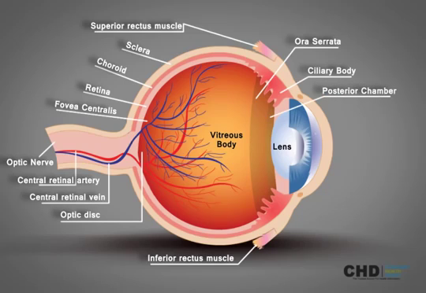The posterior chamber is a narrow space behind the peripheral part of the iris, and in front of the suspensory ligament of the lens and the ciliary processes. Anterior chamber is the front section of the eye's interior, where aqueous humor flows in and out, giving nourishment to the eye and surrounding tissues.